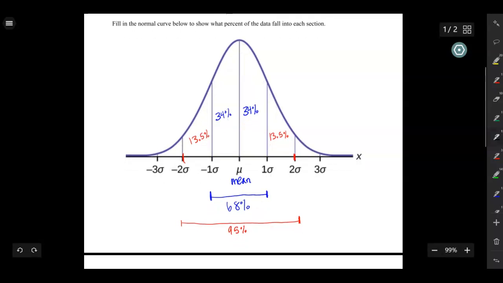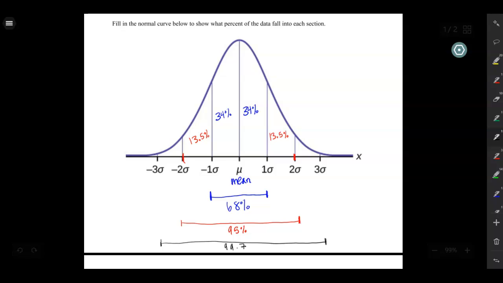Okay. So now let's take another step out. So we've looked at what happens when we step 1 standard deviation away, what happens when we step 2 standard deviations away. Now let's look at 3 standard deviations away from the mean. And our rule tells us that 99.7% of the data falls within that range.